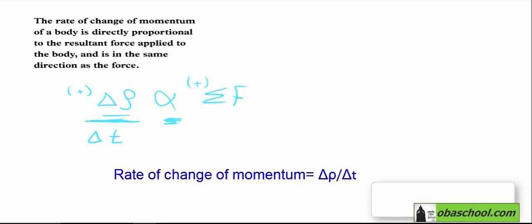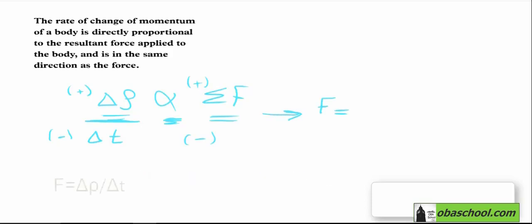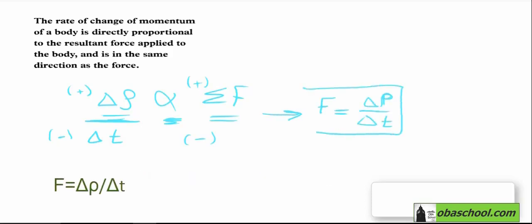This also talks about time and takes it into consideration. So, if the sigma F had a negative sign, then the rate of change will also have a negative sign. So, we can understand that the force is equal to delta P over delta T. Over here, we have the equation F equals delta P over delta T. And we can also change that equation into delta P equals force times delta T.